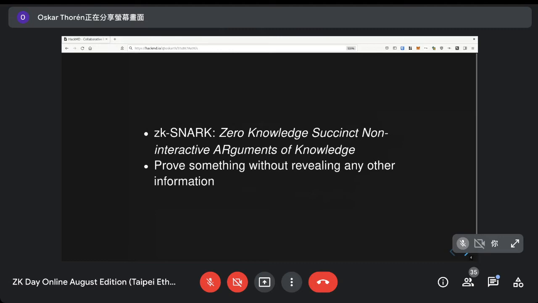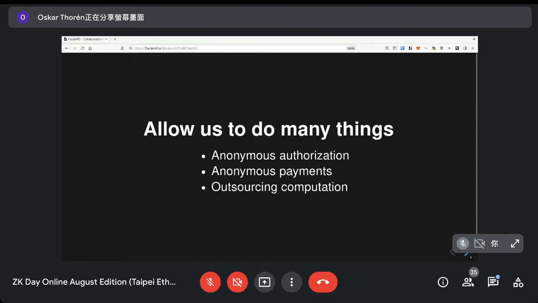But first of all, what are they useful for? It allows us to do many things. We can do anonymous authorization, so you can prove that you have access to some system without revealing who you are. Use it for anonymous payments, making digital money fungible, like we saw with Tornado Cash in the previous presentation. You can also use it for outsourcing computation. So in peer-to-peer systems, maybe you have one node that's doing some expensive computation, and then other nodes can verify that.